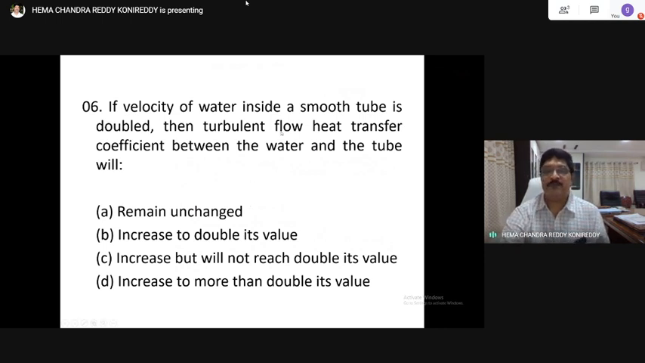Where is velocity coming into the picture in the calculation of Reynolds number? What is Reynolds number? Rho V d by mu. And velocity is doubled. What happens to Reynolds number? Reynolds number will also be doubled. Remaining parameters being the same, earlier the velocity was V, now it is 2V, and therefore Reynolds number becomes double. Nusselt number is directly proportional to Re power 0.8.